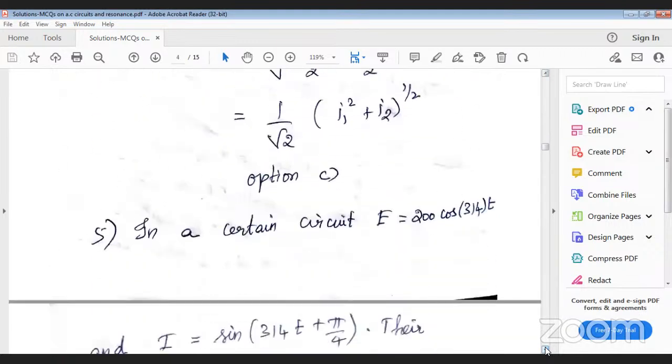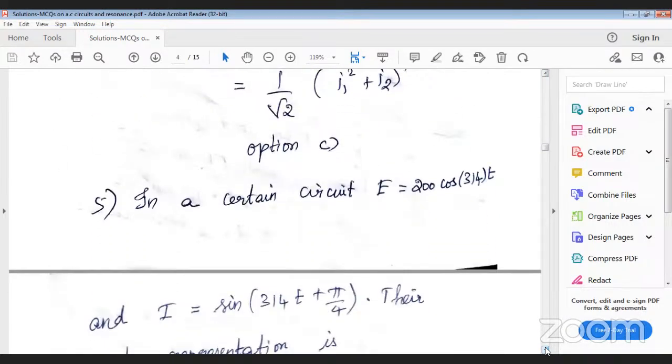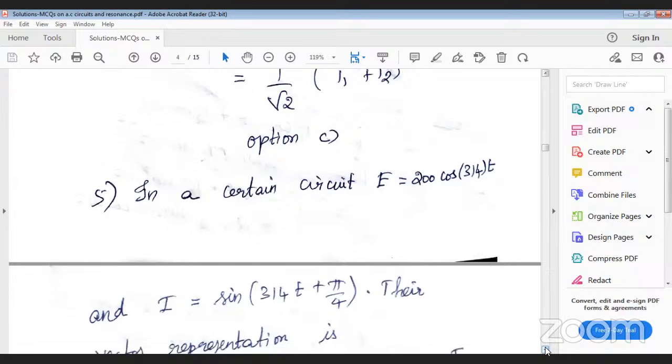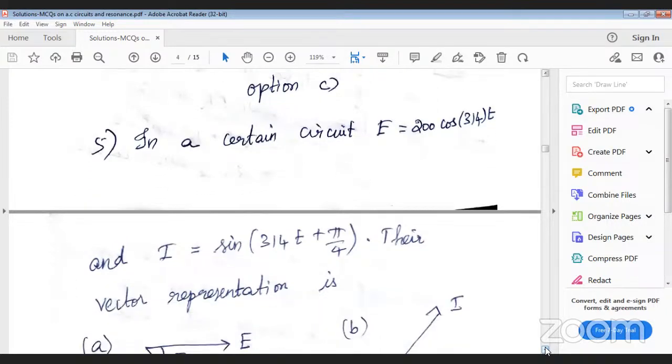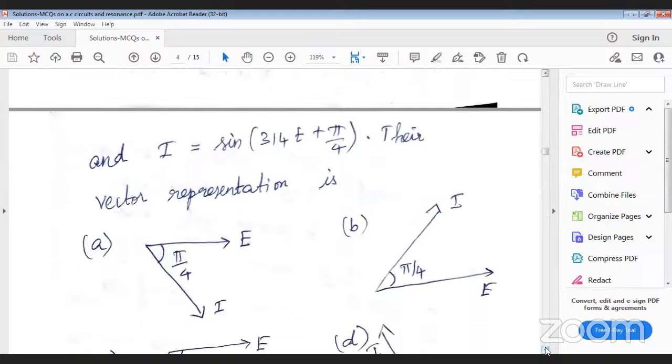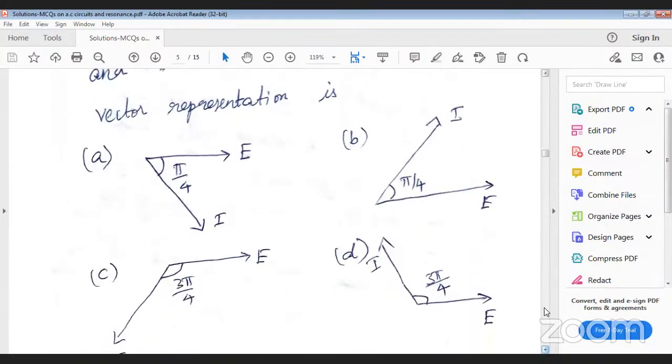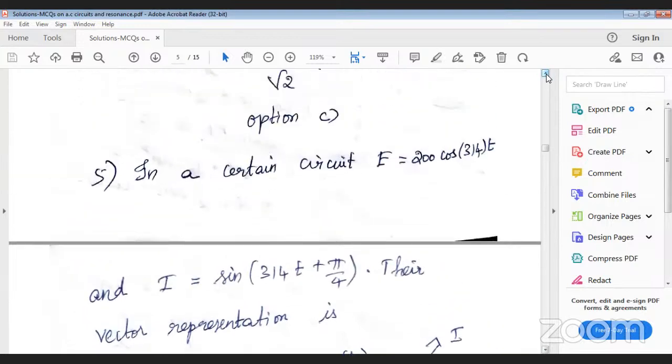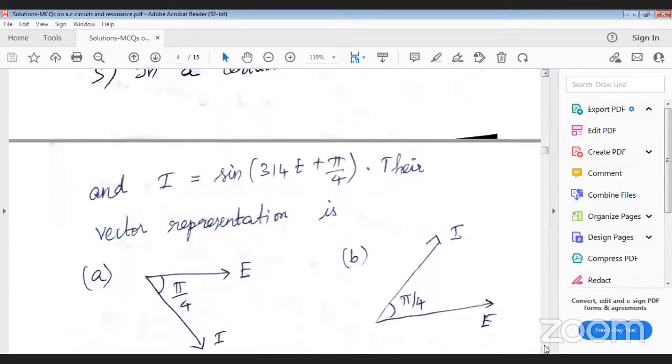And question number 5. In a certain circuit, E equal to 200 cos 314t and I equal to sin (314t plus pi by 4). Their vector representation is... They have given you 4 vector diagrams, and you need to find out the correct diagram showing the relation between this EMF E and the current I, and the angle between them. So you need to choose the correct vector representation to represent the EMF and current.